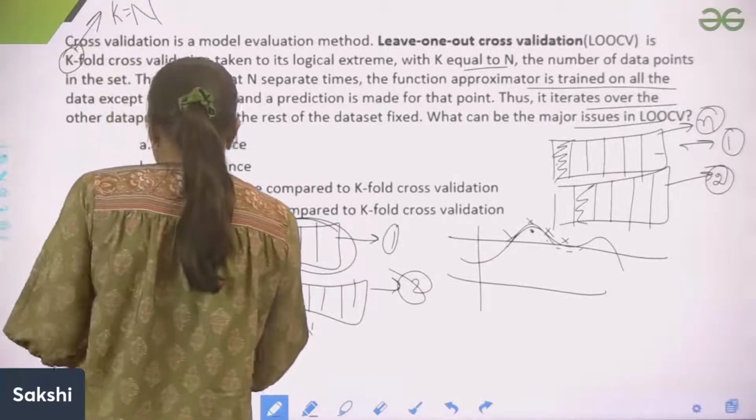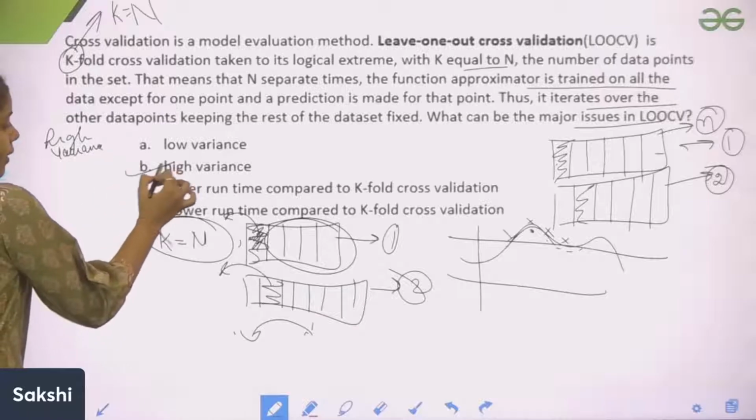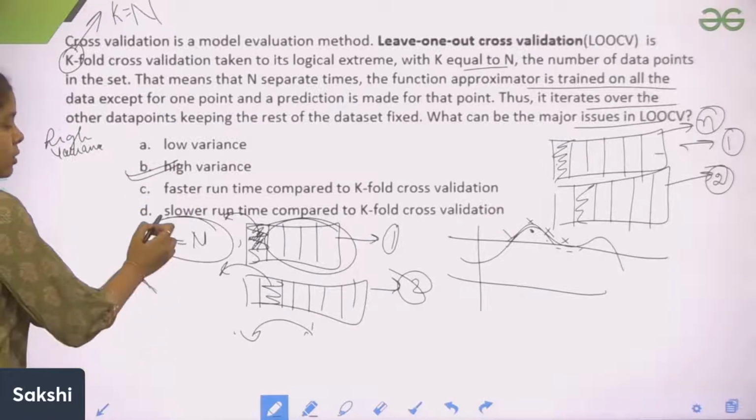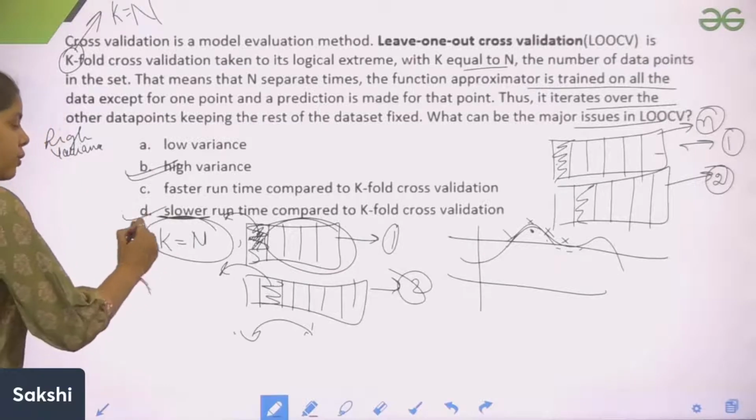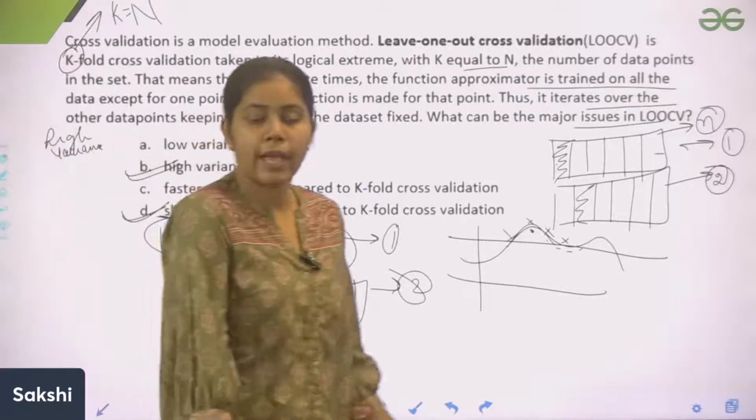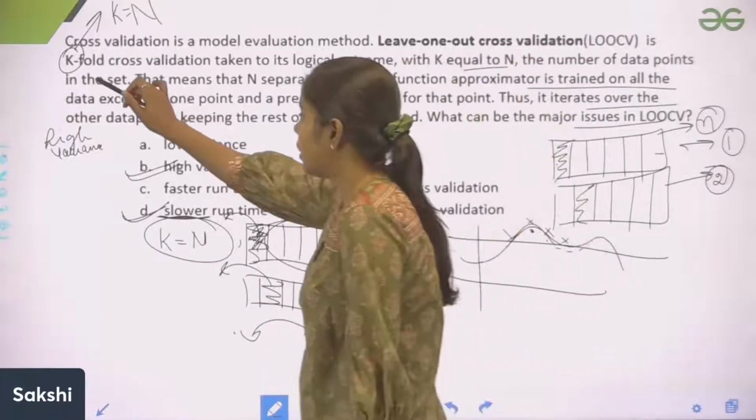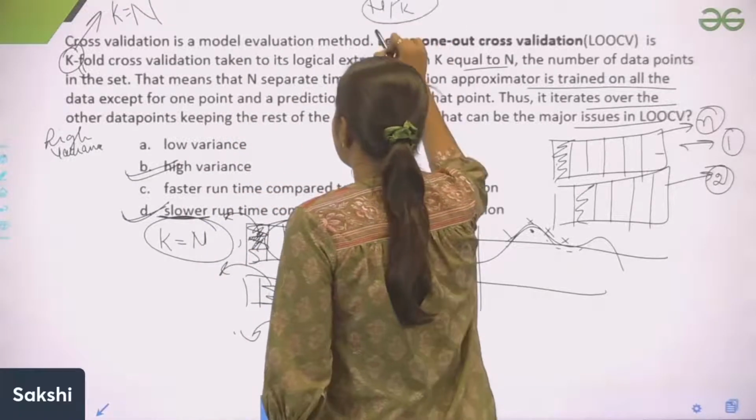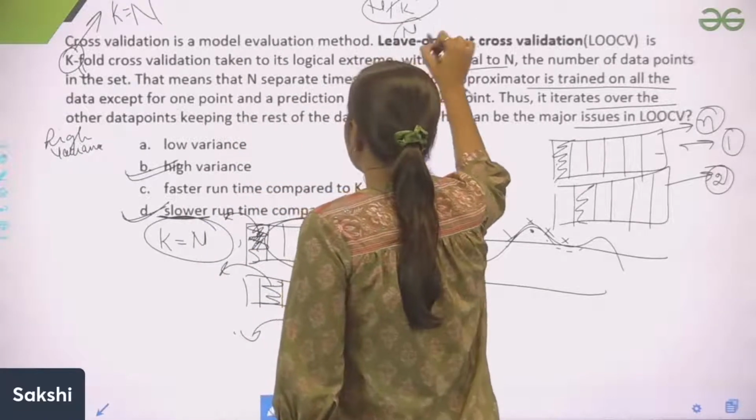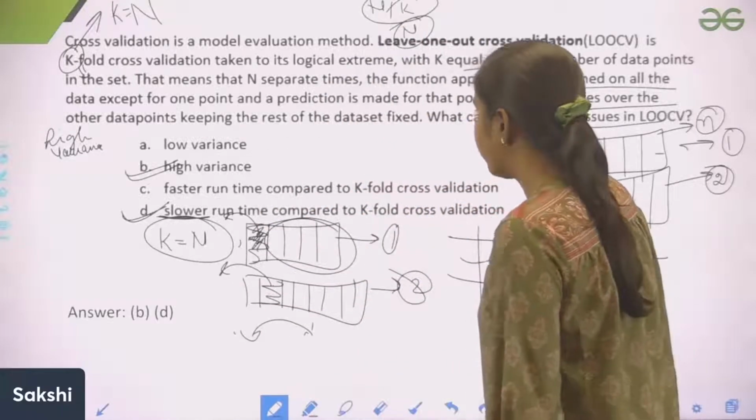If I have overfitting, that means I have high variance and low bias. Also I have a slower runtime. Why slower? Because previously I was finding only n by k models, if k is some positive value. Now I am finding n models, which is large. So options B and D are correct.